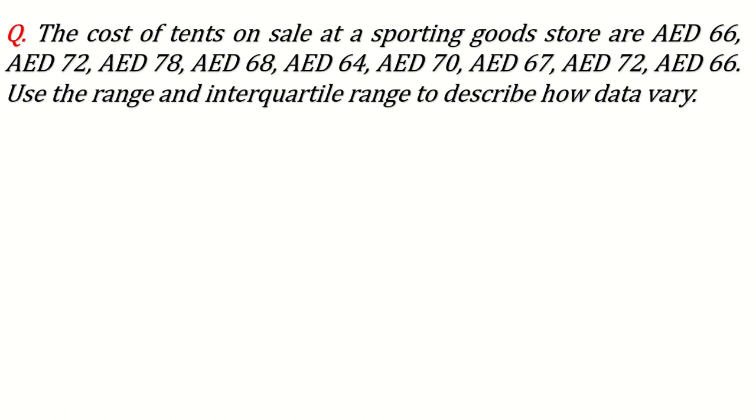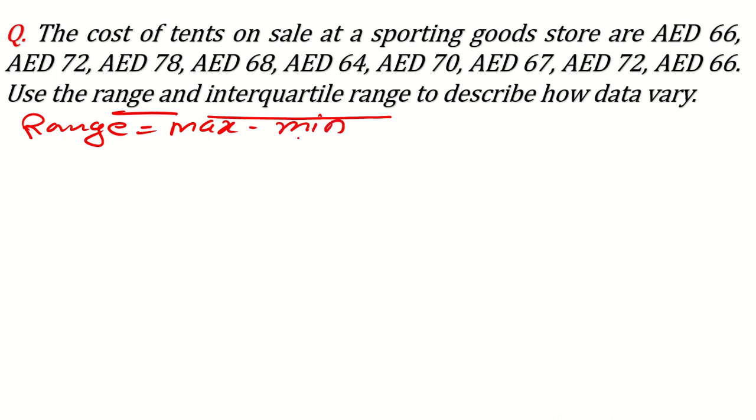Now try to understand this. The cost of the tent on sale at a sporting goods store is this many dirhams. Use the range and interquartile range to describe. Now you see what I told you for range. What is the formula for range? Maximum value minus minimum value. Before doing all these things, we would like to write the numbers in ascending order, from smaller number to bigger number.